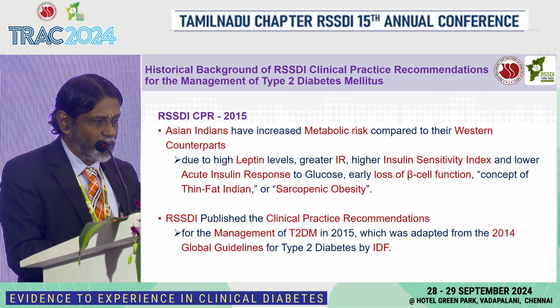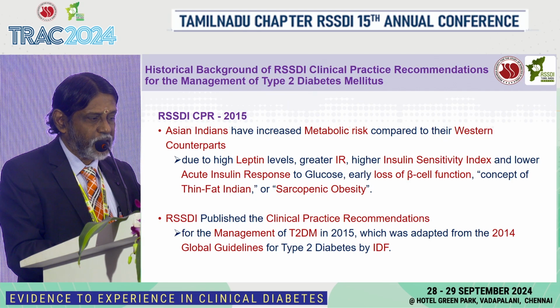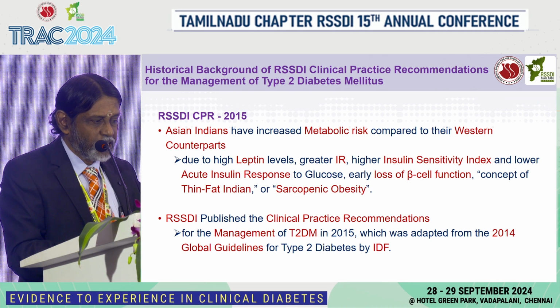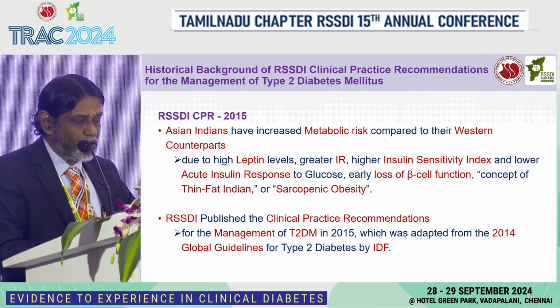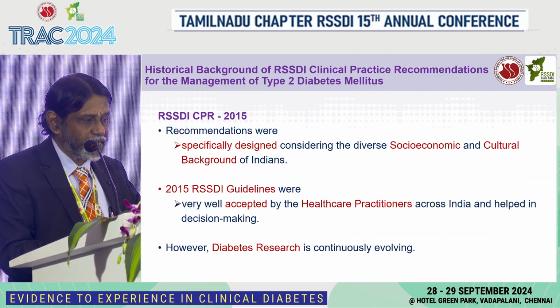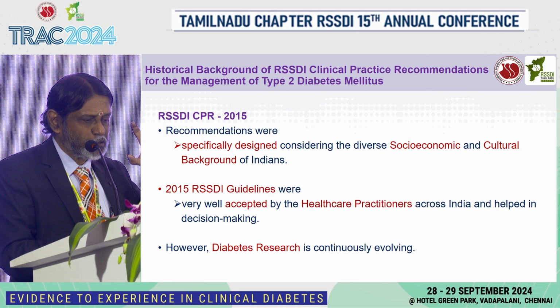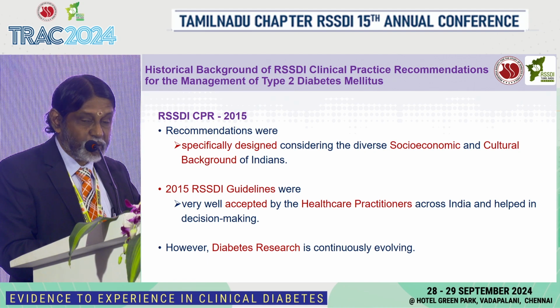So, historical background. RSSDI clinical practice recommendations 2015. Asian Indians have increased metabolic risk compared to Western counterparts due to hyperleptinemia, leptin resistance, hyperinsulinemia, insulin resistance, and lower acute insulin response, the so-called thin-fat Indian or sarcopenic obesity. RSSDI published the clinical practice recommendations, adapted from the 2014 global guidelines for type 2 diabetes by the International Diabetes Federation. The 2015 recommendations were specifically designed considering the diverse socioeconomic and cultural background of Indians. This was well accepted by healthcare professionals across India and helped in decision making.